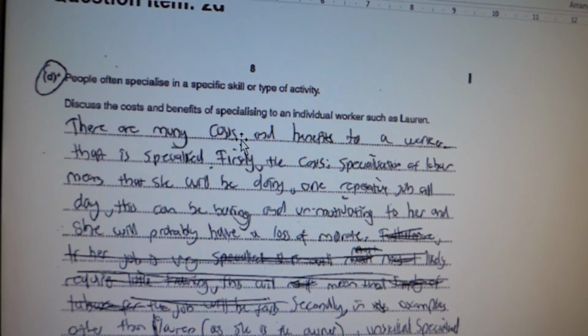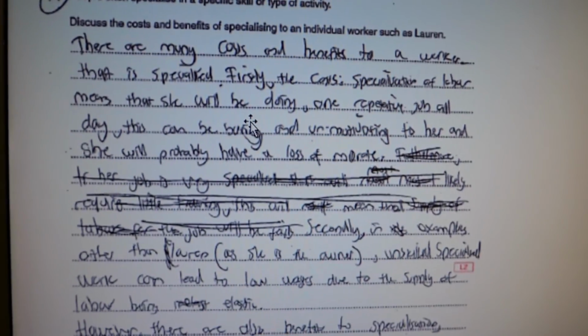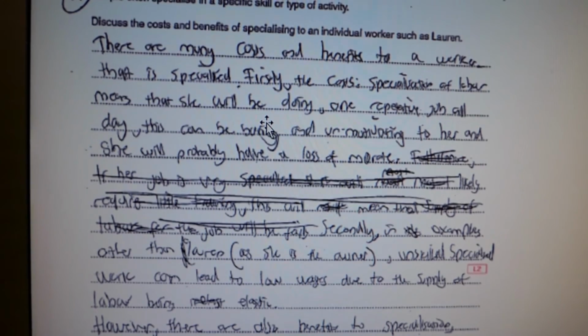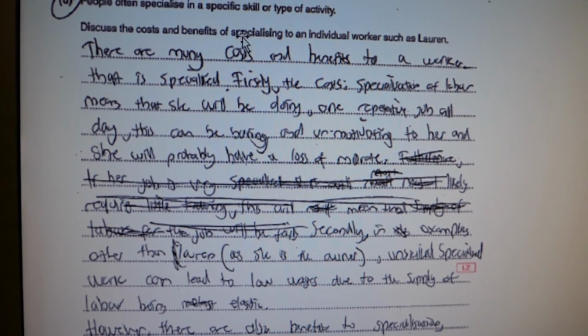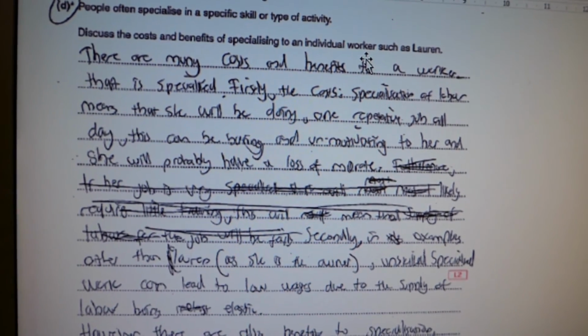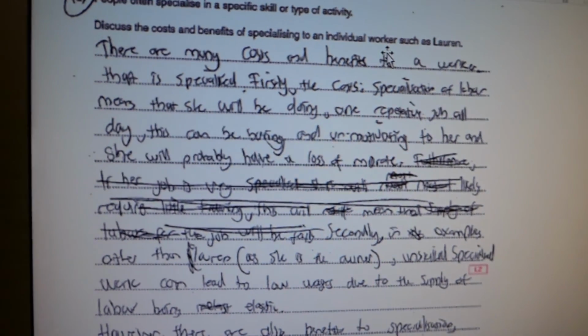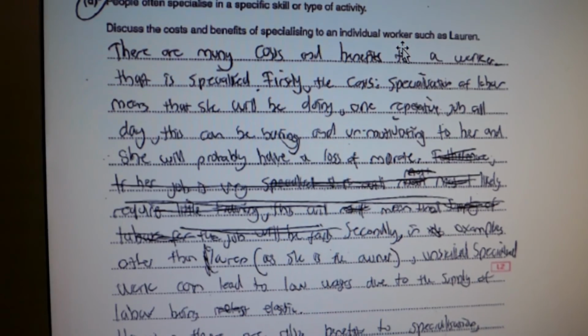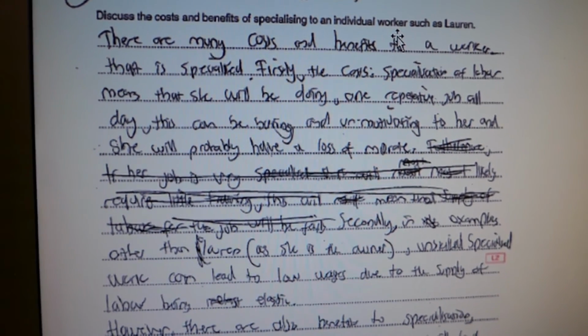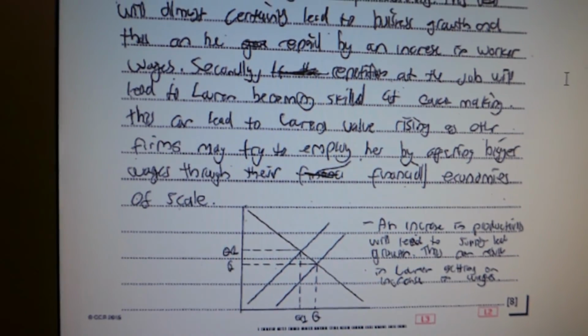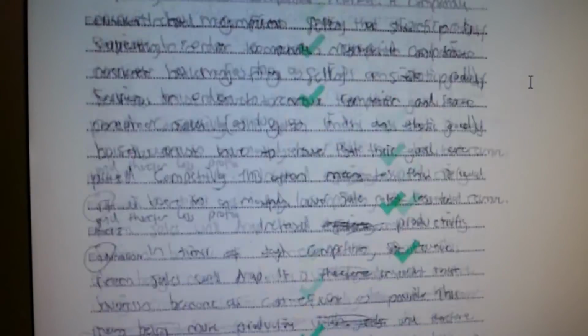Next question. D. So now we're into the essay discussion question. The costs and benefits to specialising for an individual. What are the costs and benefits of specialisation? Again, it's a discuss question, so it requires an on the one hand, on the other hand. Let's see what this candidate ended up with. So again, this looks like an L3. Let me just flick up to see what they got.